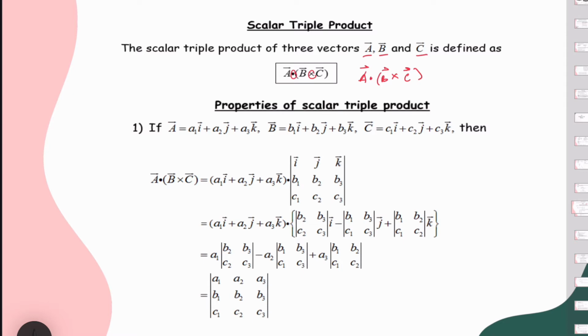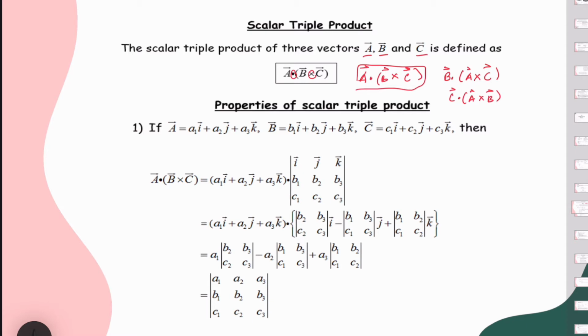It also can be vector B dot product with the vector A cross vector C, and it also can be the vector C dot product with the vector A cross with the vector B. But this one is called a scalar triple product, where it combines both dot product and also a cross product. So we want to see the properties of scalar triple product.